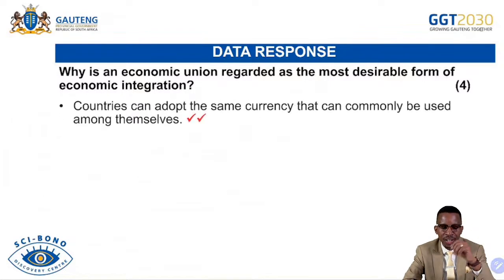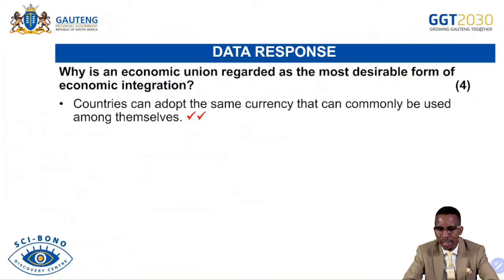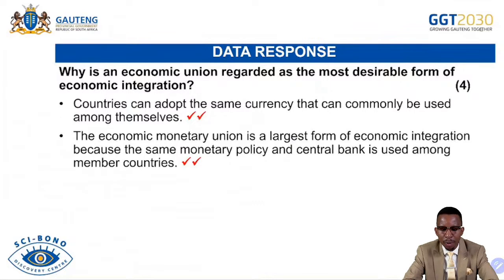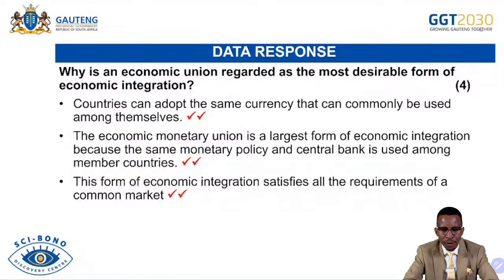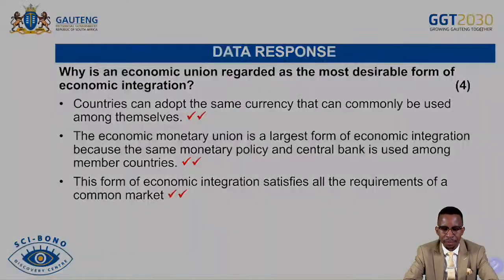So that's a part of economic monetary union, which is the largest form of economic integration. Countries can adopt the same currency that can commonly be used amongst themselves. The economic monetary union is the largest form of economic integration because the same monetary policy and central bank is used amongst member countries. This form of economic integration satisfies all the requirements of a common market.